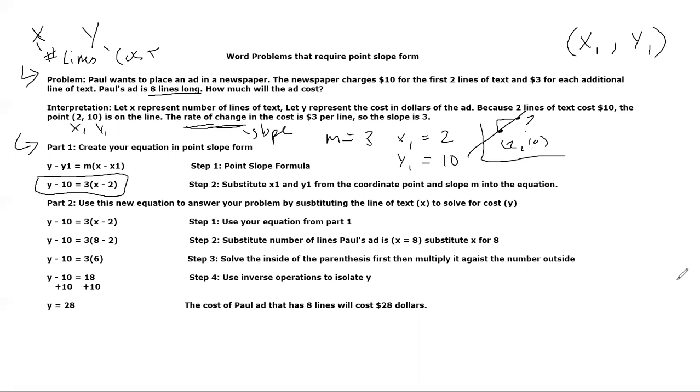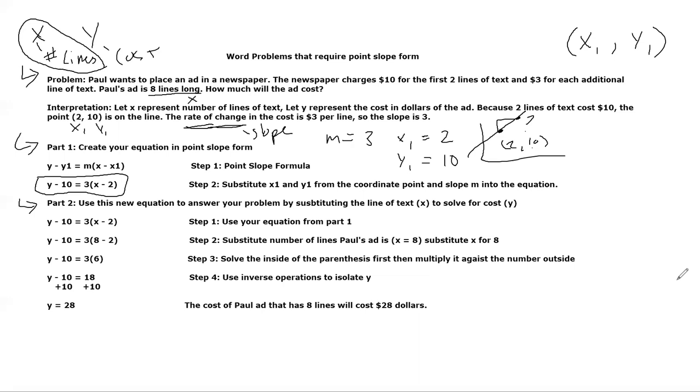Well, we're done with part one, because really they're asking how much will the ad cost, and so far I just have an equation. So I haven't really answered the question. Moving on to part two. Use this new equation to answer your problem by substituting the lines of text, how much you want. Remember we said that the lines of text was your x value, and we know that our x value is going to be 8. So we're going to plug that in and solve for y. Y is ultimately going to be our cost in dollars, and that's what we want to know. So y is going to be on one side of the equation by itself, and we're isolating for y.